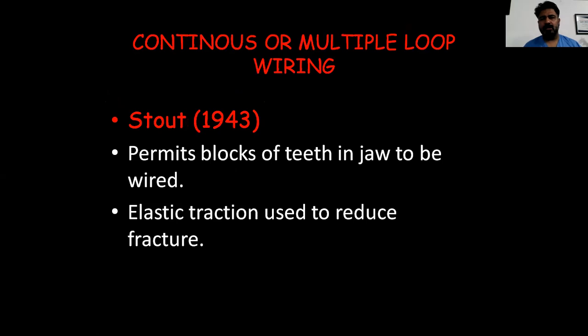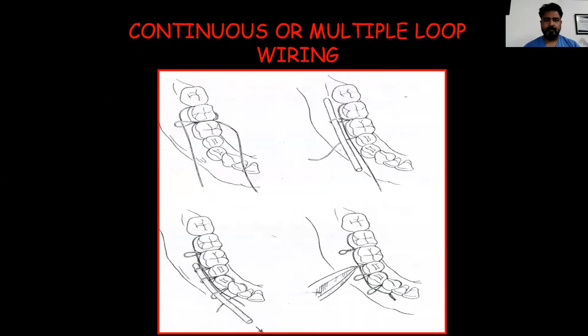Now continuous and multiple loop wiring. This is also called Stout wiring or Colonel Stout wiring. He was an army person in 1943 during the World War. He discovered this wiring, which permits a block of teeth in the jaw to be wired. Elastic traction is used to reduce the fracture. So it is a fast wiring process.